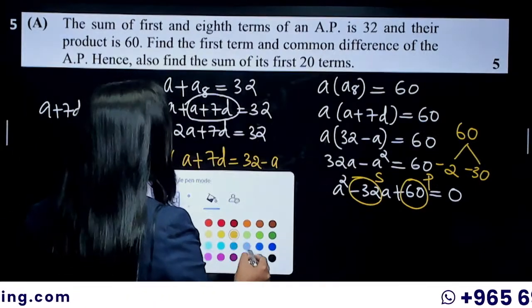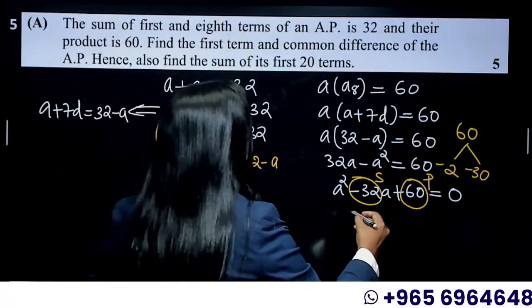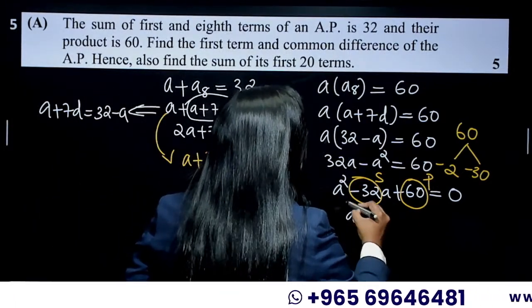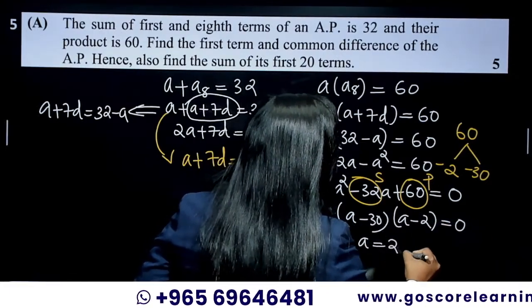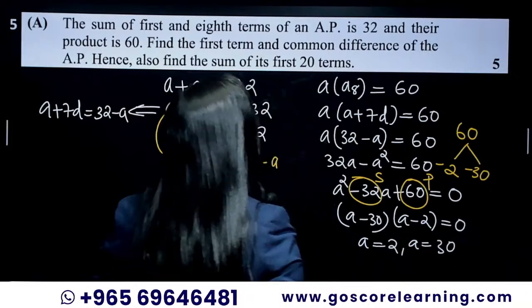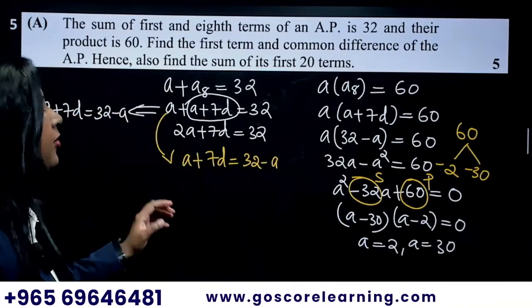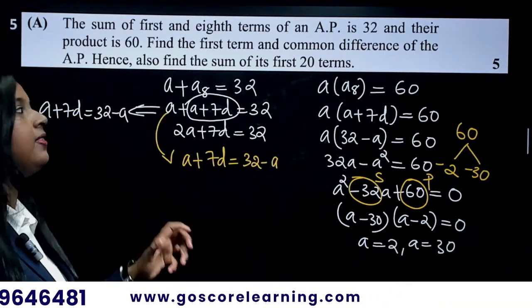So which are the numbers? Negative 2 and negative 30. So A minus 30 into A minus 2 is equal to 0. So A is equal to 2 or A is equal to 30. So we have two cases. First case A is equal to 2 and second case A is equal to 30.